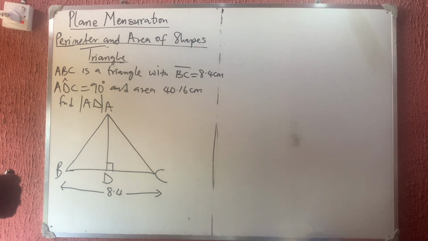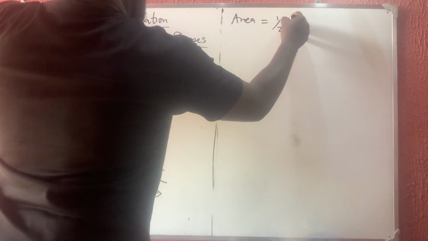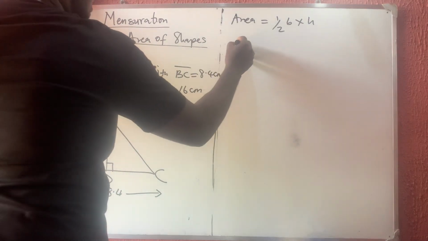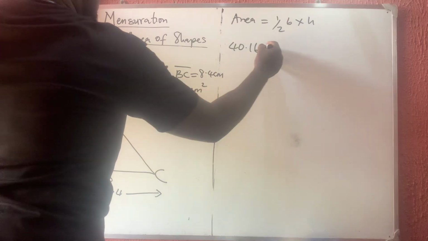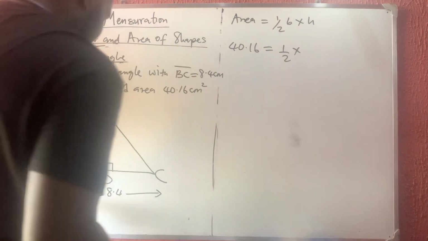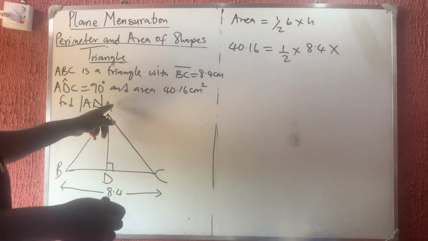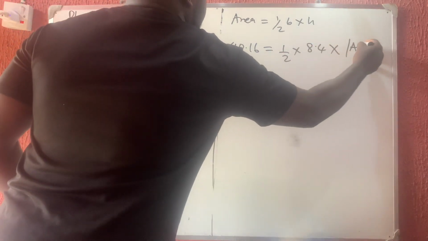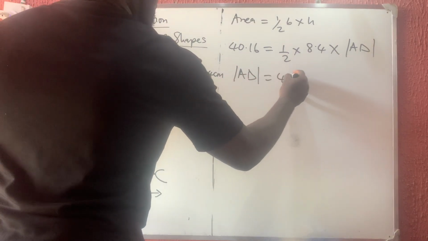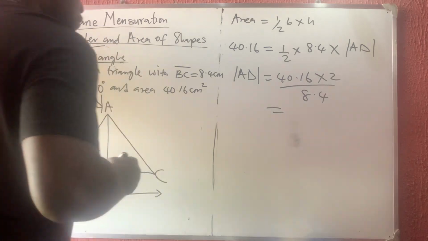Okay, they gave us the area. So we know that area is equal to half base times height. The area they gave me is 40.16 cm squared. Is equal to 1 over 2 times the base, that is BC, 8.4, times the height. The height is this AD, which is what they say we should find. So therefore, line AD is simply 40.16 times 2 divided by 8.4. So if you do that, you get your result.